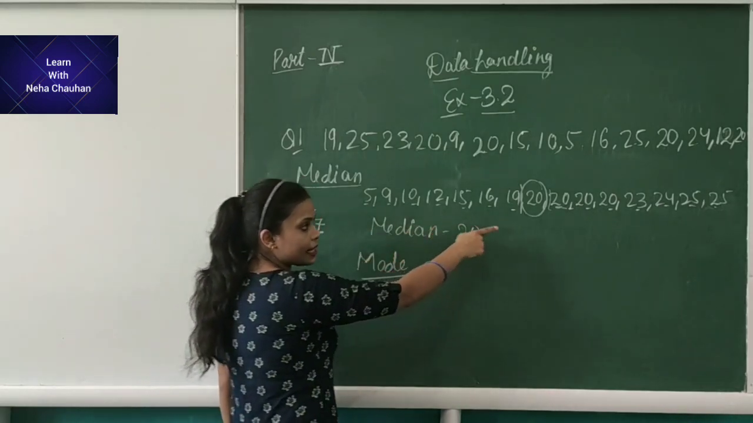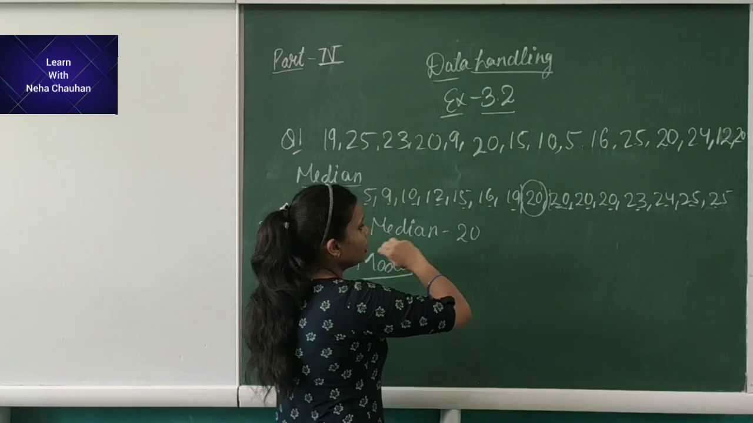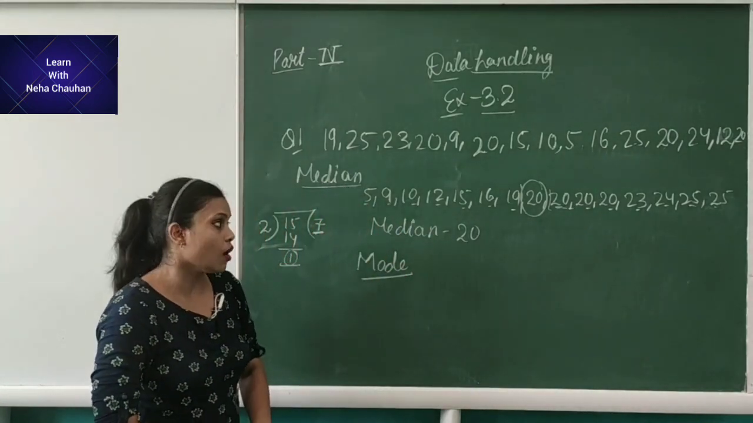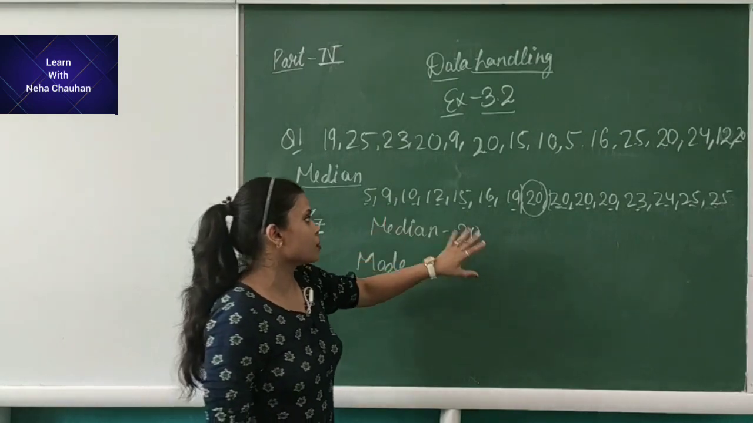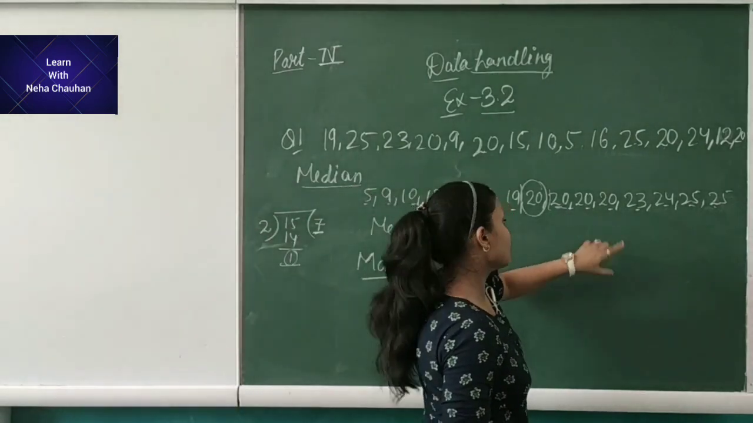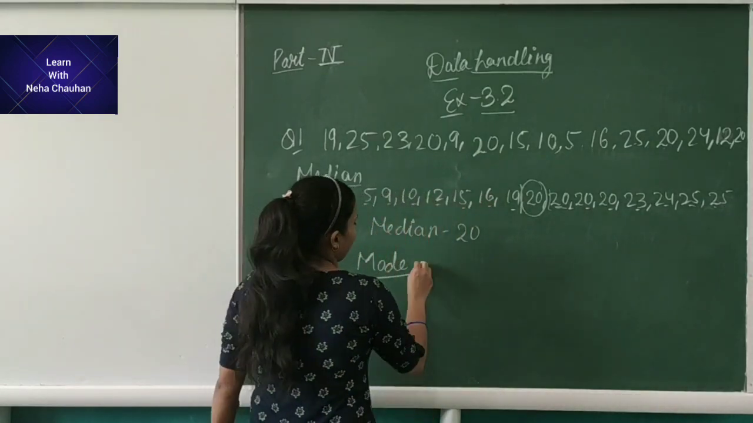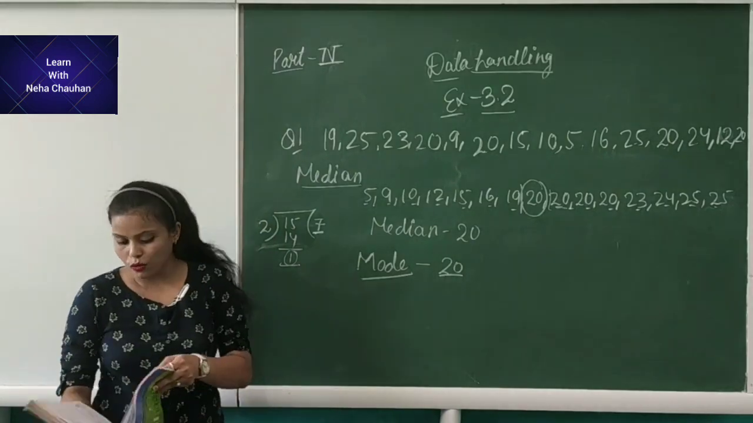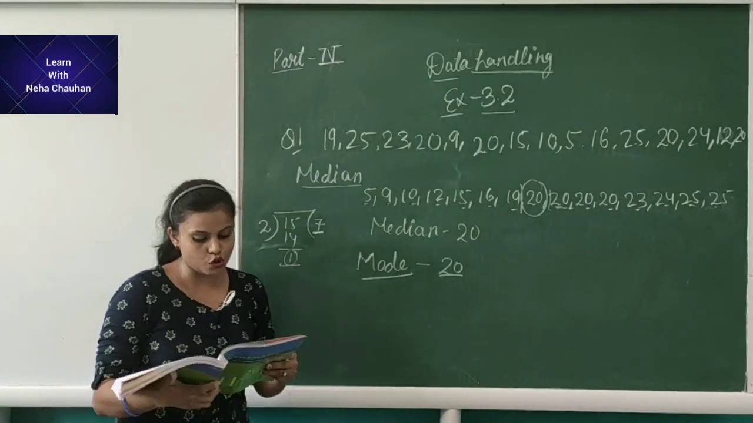Now for the mode, we have already arranged this data in ascending order. Mode is the highest frequency, or the most repeating number. The most repeating number is 20, so the mode for this data is 20. Okay, let's do question number 2.